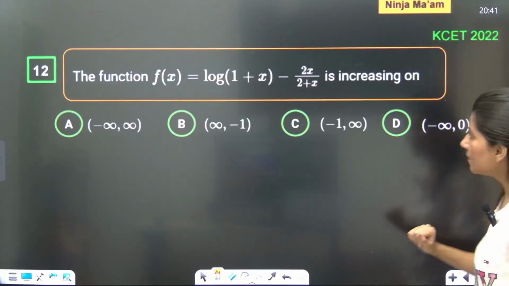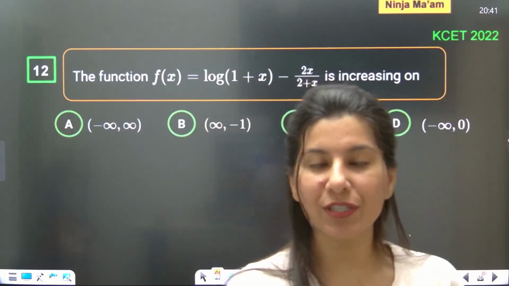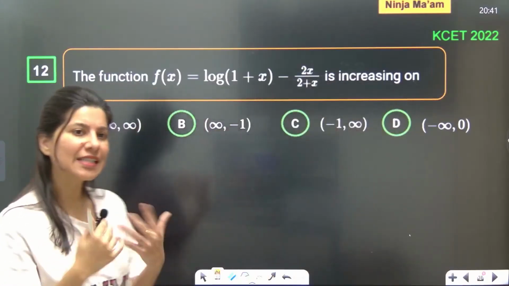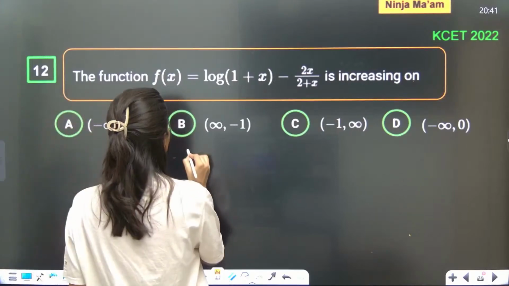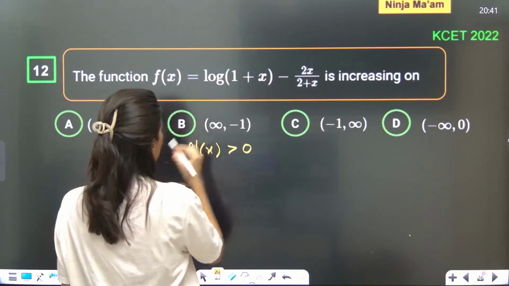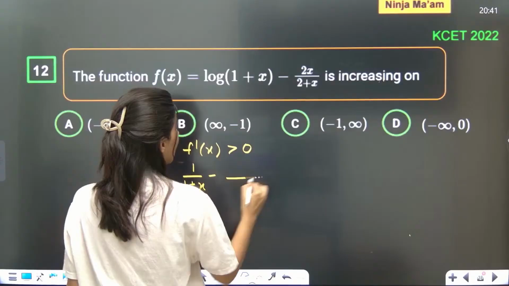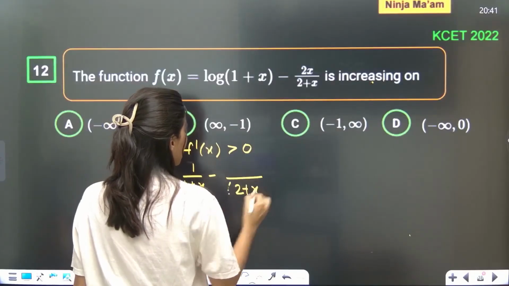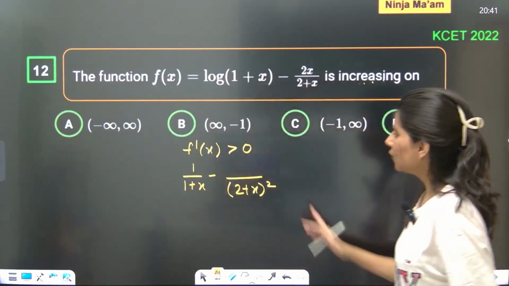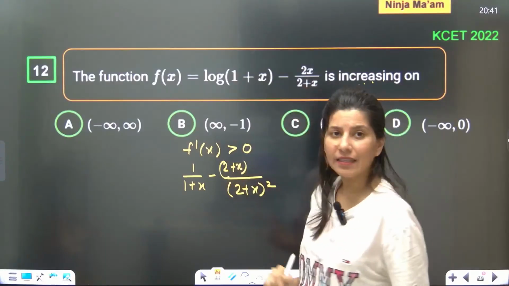Then the next question is all about application of derivatives. We need to check whether the function is increasing or decreasing. Okay? How to check whether a function is increasing or decreasing? So what you need to do is differentiate the function and make it positive. Correct? So if you differentiate, 1 upon 1 plus x minus 2 plus x whole square. Correct? 2 plus x whole square, 2 plus x will be kept constant, and this is your 2x.